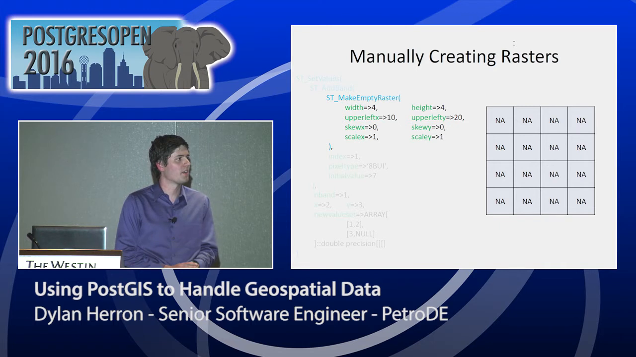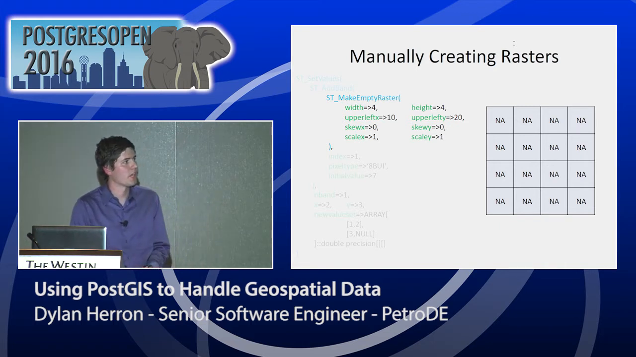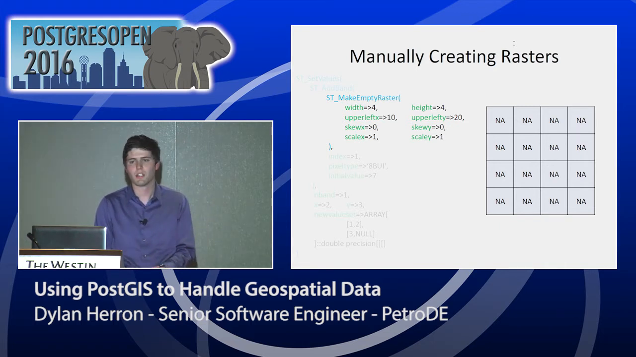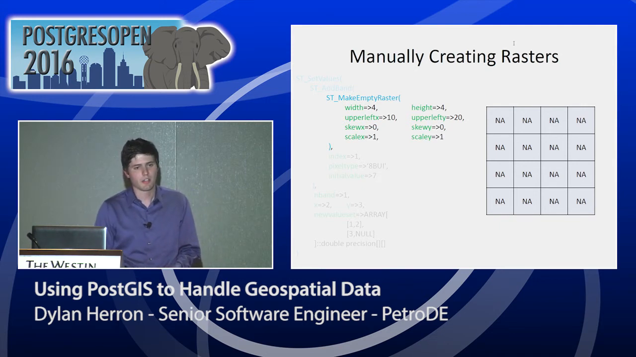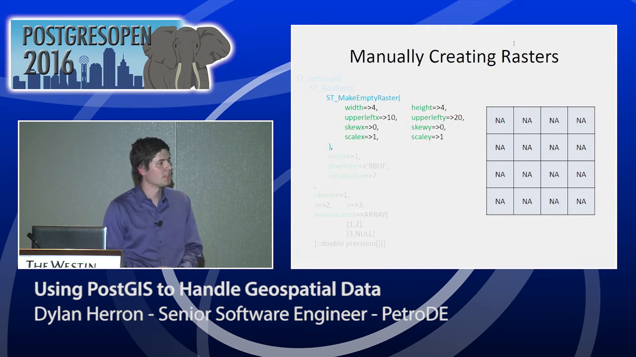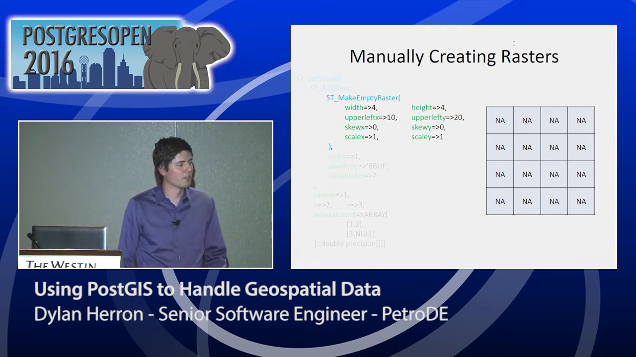To fully understand rasters, let's take a look at how rasters are stored in the database. If we wanted to make a raster of the entire Earth, that would be a very large image. So obviously, PostGIS doesn't store the entire Earth rasterized. It only stores the areas where you're interested, where you have interesting things going on.